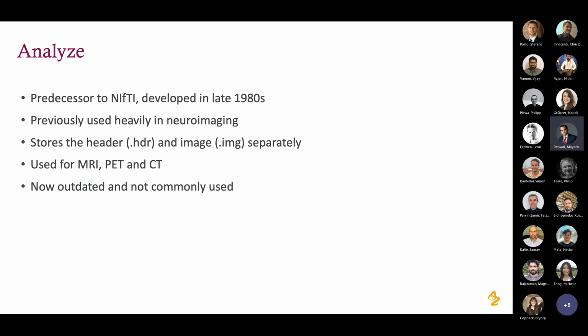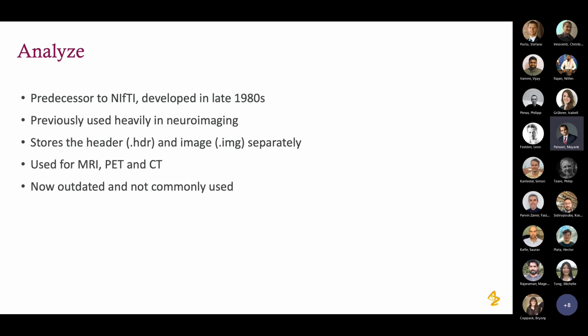There was Analyze, which was also a format created to pre-process, post-process and analyze medical image data. This was developed roughly at the same time as DICOM, and it was the predecessor to Nifty. Where it was different was that the header, which contained the metadata, and the image data, which contained the physiological image data, was stored separately. This was used for all sorts of 3D modalities, MRI, PET, and CT. And while this technically still exists, it's mostly been superseded by the Nifty format.